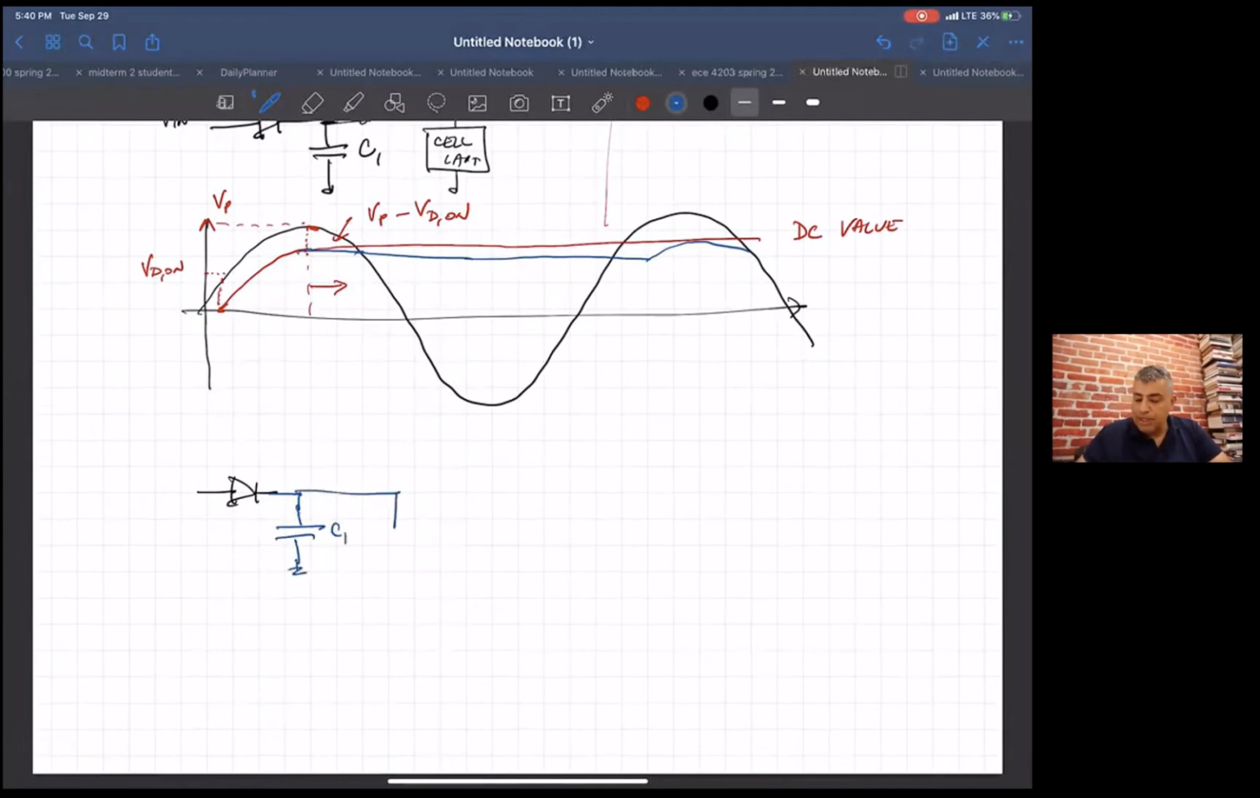And to make things simple, you can't always do it this way, but to make things simple for now, we're just going to pretend like it's on the average. On the average, it's a resistor. Okay, so it's a resistive device. So this is modeling your cell or laptop.